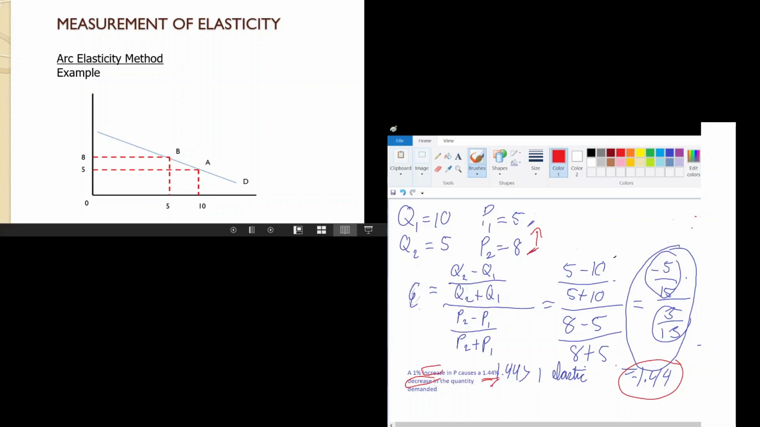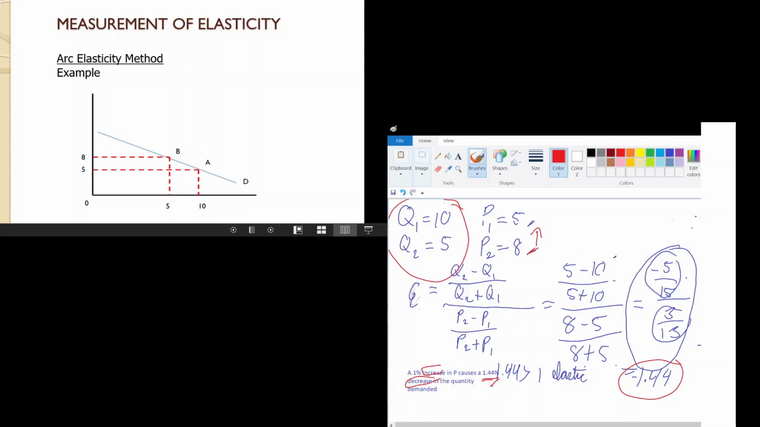Paano natin nalaman na decrease? Balik ka ulit sa given. So, we have here Q1 equals 10 and then Q2 equals 5. So, from 10, naging 5 siya. Decrease in the quantity demanded. So, take note of that.